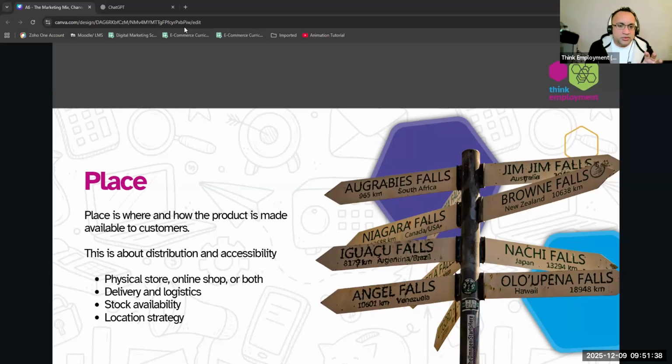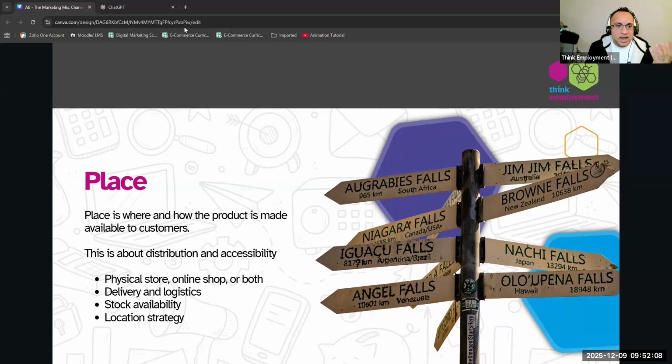So it's a bit confusing because it includes a few things here: distribution, logistics, stock availability, location strategy. So you have to think about everything, and you've got to think about physical and digital as well. So again, it's not going to make sense straight away, but as we go into the subjects of marketing a digital product, for example, we will talk about placing it somewhere on the website.